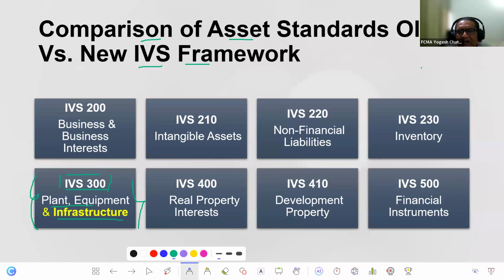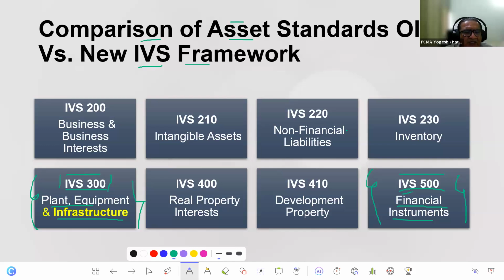Another major change is related to IVS 500, Financial Instruments. This standard is rewritten completely. There are comprehensive changes in the asset standard related to financial instruments.